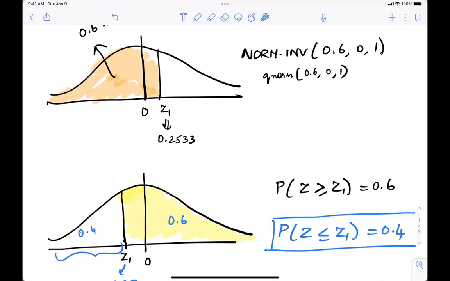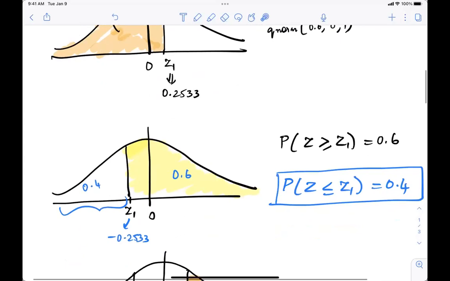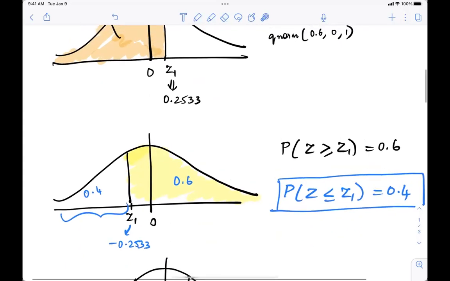And how do we do that? We know that the entire area is equal to 1. So 1 minus area to the right will give me area to the left. So I find out that area to the left of Z1 will be 0.4. So if I'm given a Z1 such that area to the right is 0.6, then I know that the area to the left of that point has to be 0.4. And I'll take this information in and I'll go ahead and put it into my qnorm and find 0.4, 0, and 1. And let's see what that answer is.